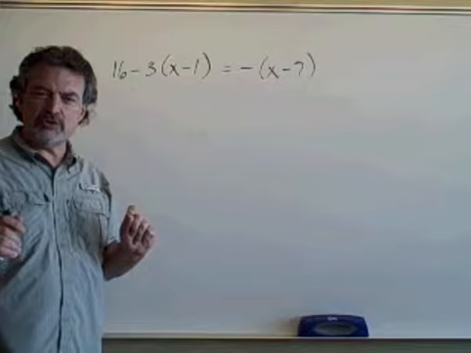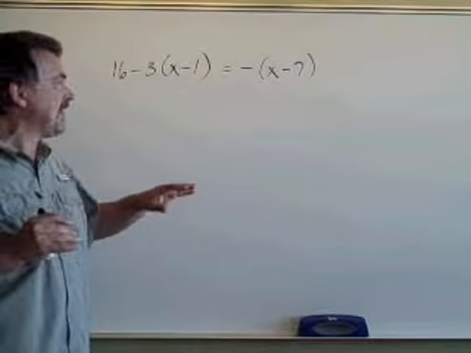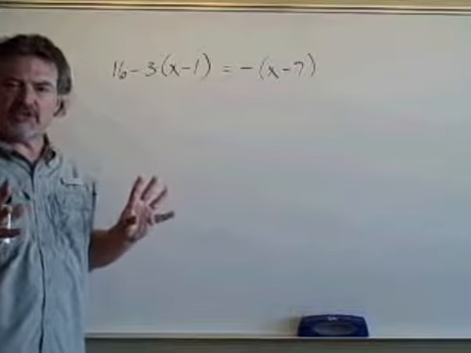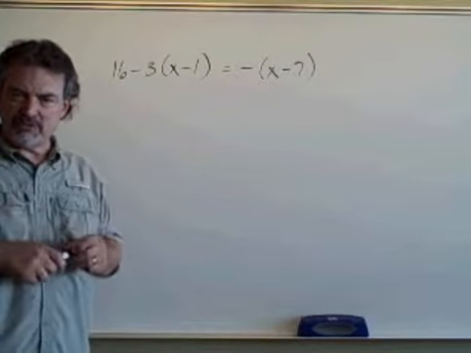What's our technique we're using? What's our procedure we're using to solve linear equations in one variable? I'm going to look to see if the equation contains parentheses. If so, I'm going to remove them using my distributive property.